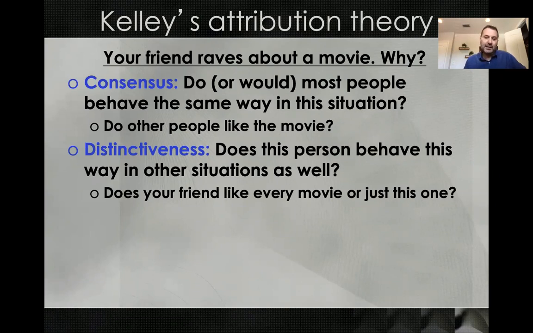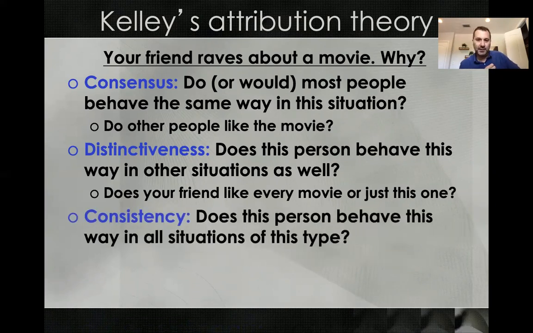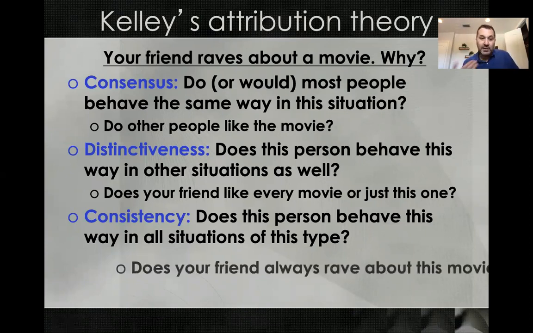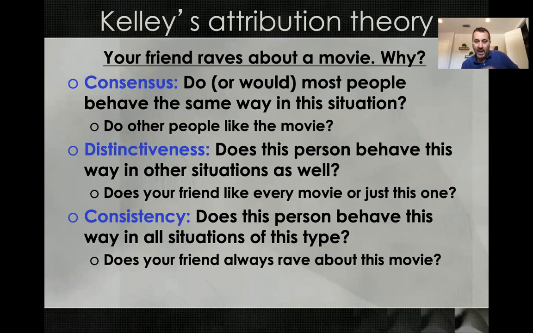And then finally, after the distinctiveness question, we ask ourselves a consistency question. The consistency question asks, does this particular person behave the same way in the same situation? So in other words, every time they see this specific movie, does your friend always rave about it? Or did your friend really like it the first time they saw it, then hated it the second time they saw it, then liked it again the third time they saw it? And so if we answer yes to this consistency question, that means that your friend always raves about this movie. Then we say that the behavior is high in consistency. On the other hand, if your friend loves the movie, hates the movie, it's always flip-flopping all the time, we say the behavior is low in consistency.